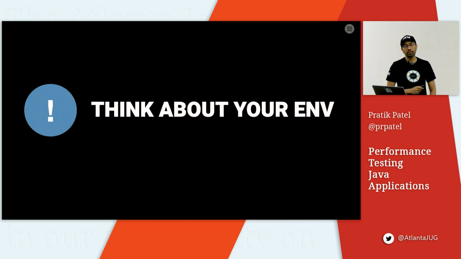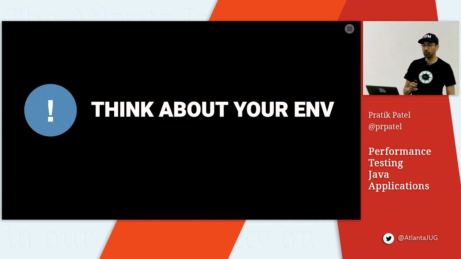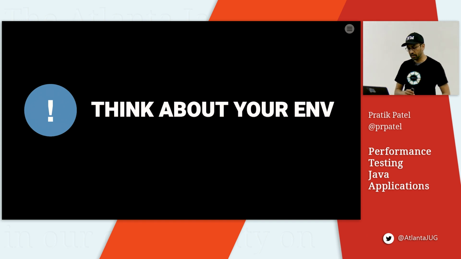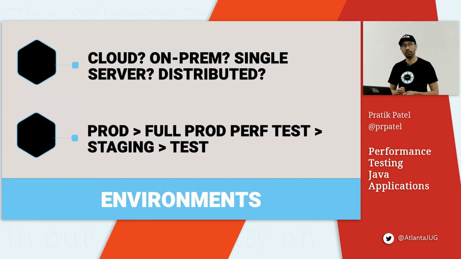All right, so let's move on to the second step. We've done kind of the longest one so far, defining your goals, but now we need to think about our environment. So what does this include? I don't have a lot of answers for this, unfortunately, because your environment is your environment, right? It's not my environment or this person's environment. Some things I like to think about when I'm talking to potential customers and we're doing performance testing: are you running on cloud? Is it on-prem? Is it a single server? Is it distributed? How is it distributed?